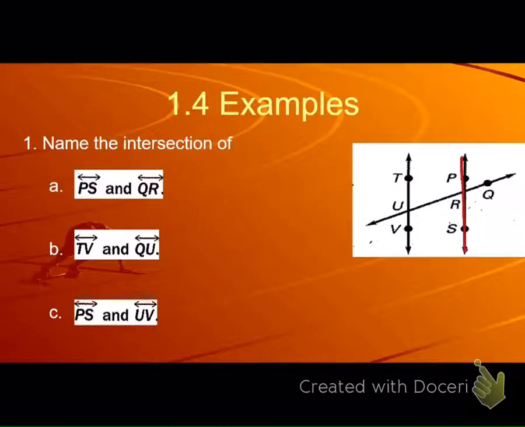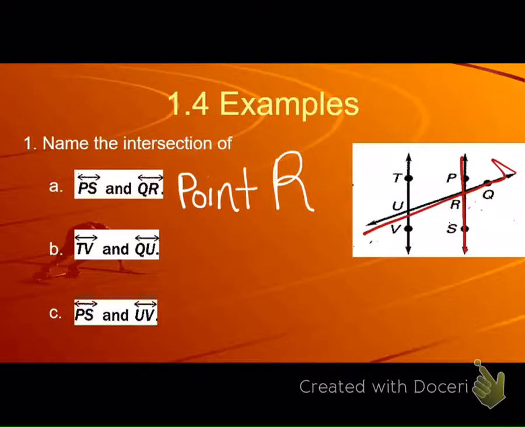PS and line QR. Where do those two hit? Where do they intersect? Point R. Do you guys see how those hit right here? What about TV and QU? Point U. Good.